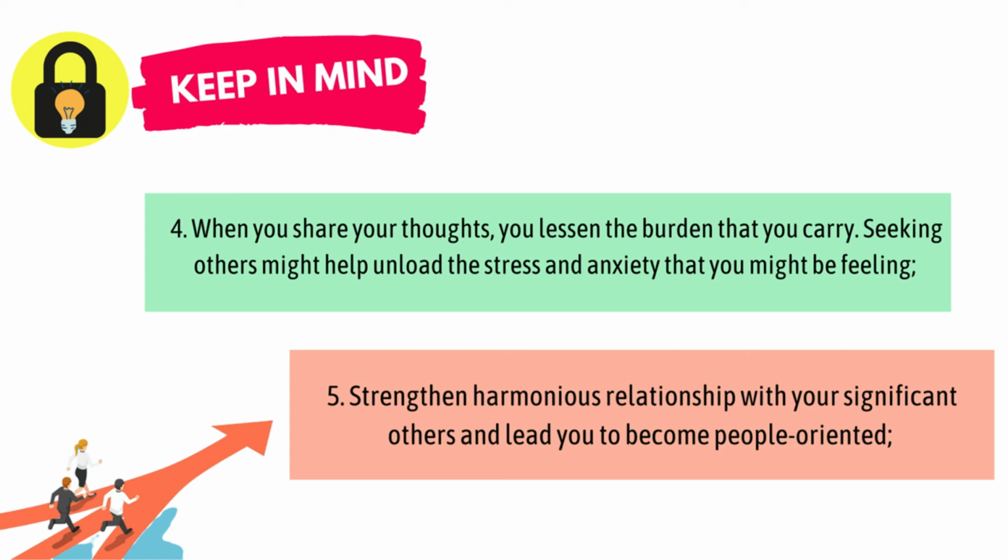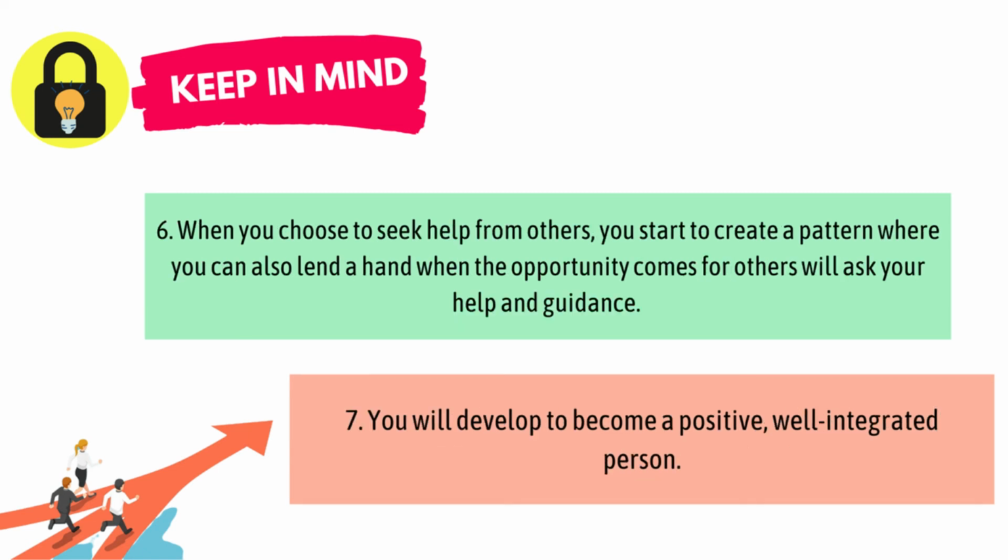Number 5, it strengthens harmonious relationships with your significant others and leads you to become people-oriented. Number 6, when you choose to seek help from others, you start to create a pattern where you can also lend a hand when the opportunity comes where others will ask for your help and guidance. And number 7, you will develop to become a positive, well-integrated person.